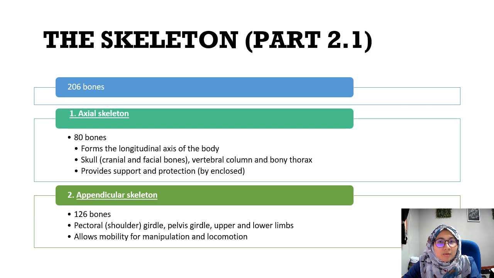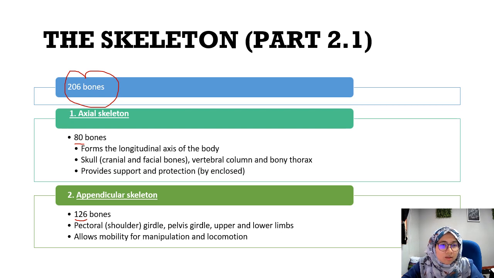So this is the video on the skeleton. I divided it into 3 videos. This is part 2.1, and we have part 2.2 and part 2.3. For part 2.1, I will explain the overall skeleton in our body. We have 206 bones, which come from the axial skeleton, 80 bones, and the appendicular skeleton, 126 bones. So altogether it is 206 bones.